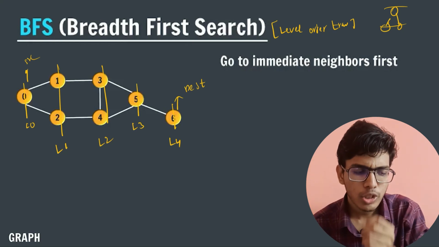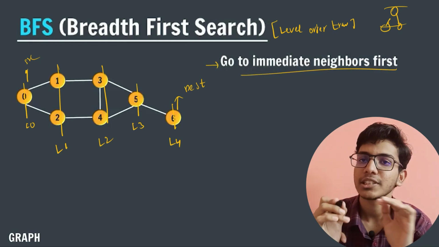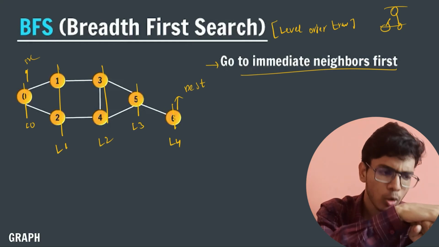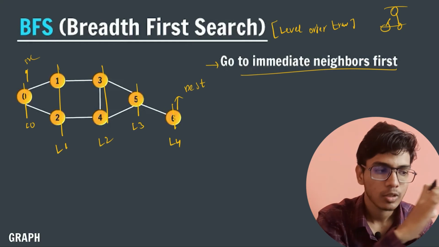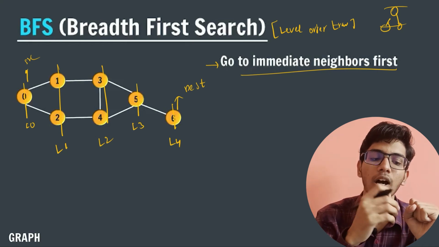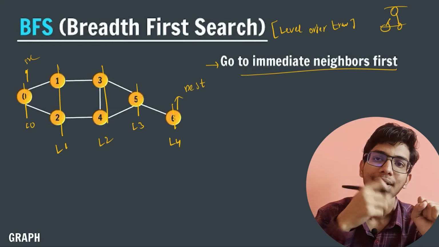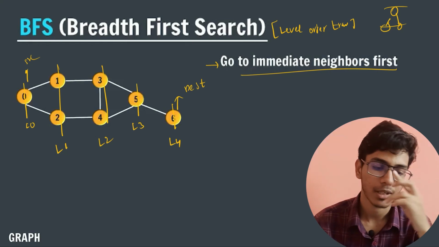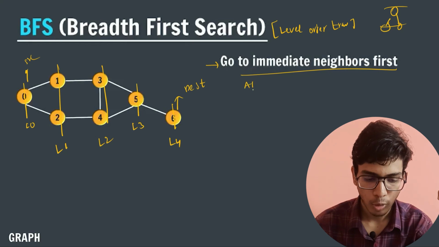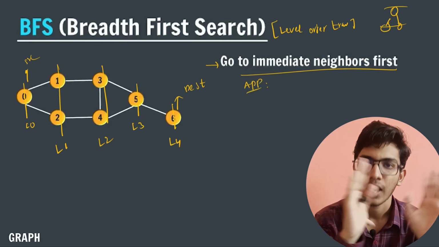Now the approach of BFS is go to immediate neighbors first. Whatever the node you are at, print that node or add that node into the queue, and after it go to the immediate neighbors. Whatever the neighbors this node is having, you should go to their neighbors. So first I will talk about the approach directly. After that I will show you a dry run of how this will work.